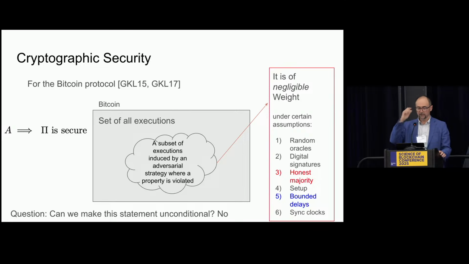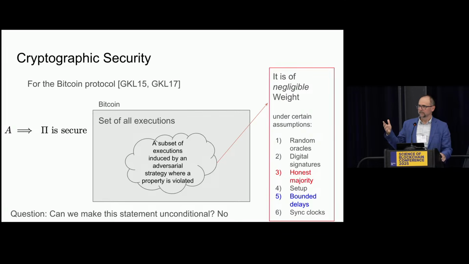The interpretation of this, in the context of a protocol like Bitcoin, is that any subset of executions that is induced by a particular strategy of an attacker, where in this set of executions you have a property of interest being violated, will be of negligible weight across all executions. So it is very unlikely that you will see it unfold when the protocol is actually executed.